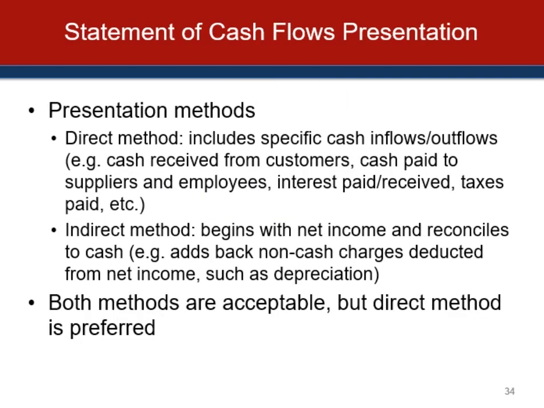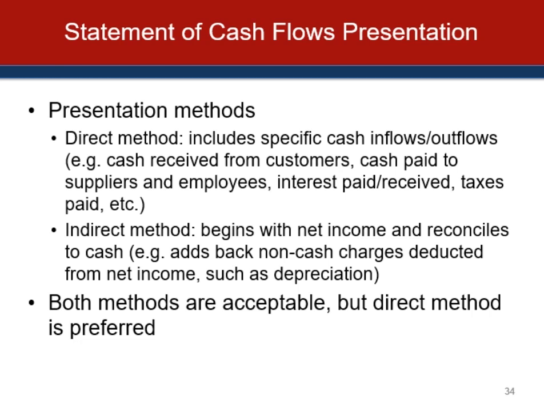So, presentation methods. The direct method would identify specific cash inflows. So, for example, instead of having revenue in the income statement adjusted for the change in accounts receivable, we would directly show cash received from customers. Instead of including all of the expenses under cost of goods sold and other operating expenses adjusted for the accounts payable, we would show cash paid to suppliers and employees separately, and individual lines devoted to each kind of cash flow.